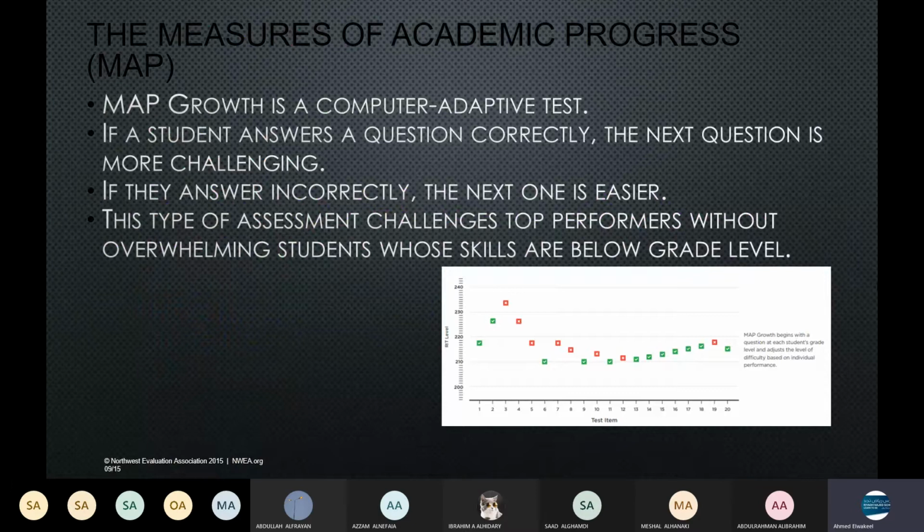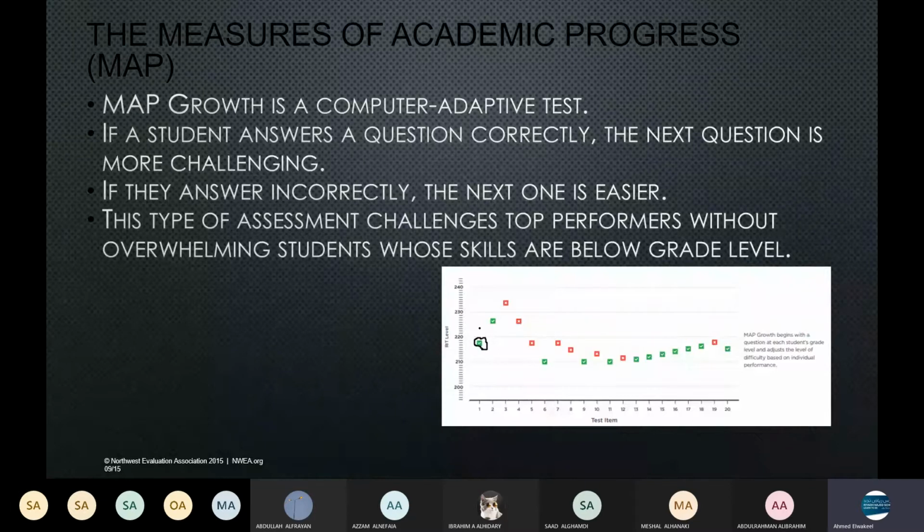We first started by speaking about the Measures of Academic Progress, and that MAP Growth is a computer adaptive test, meaning that you can take it from anywhere in the world just by using your computer. You are only asked to enter the session's name and the session password. And if you answer the question correctly, then the next question is going to be more challenging, as we spoke about yesterday, like this here.